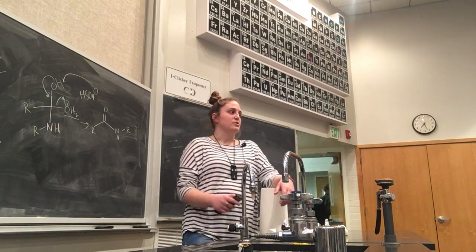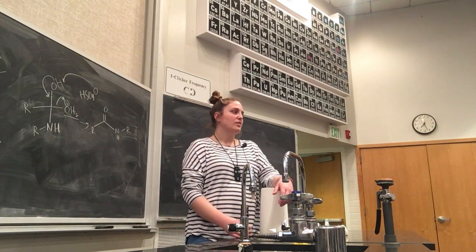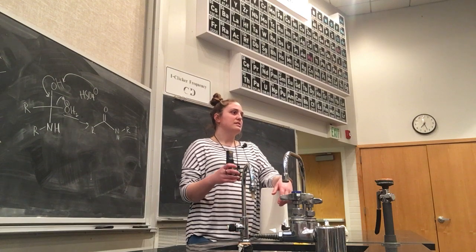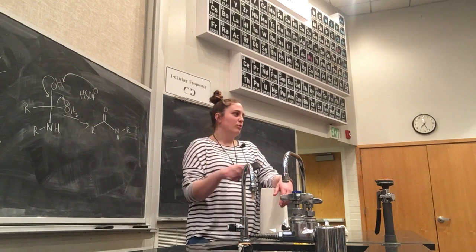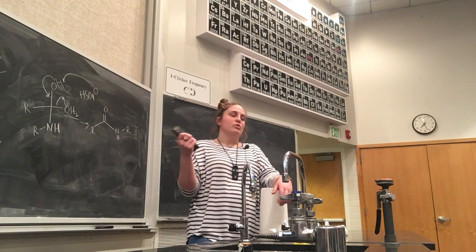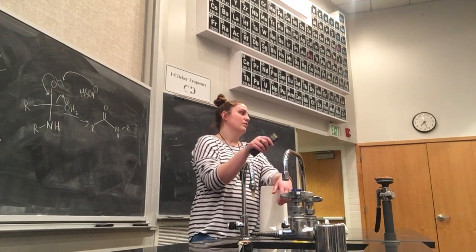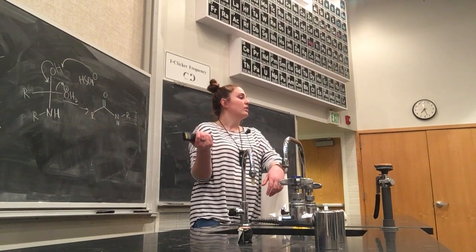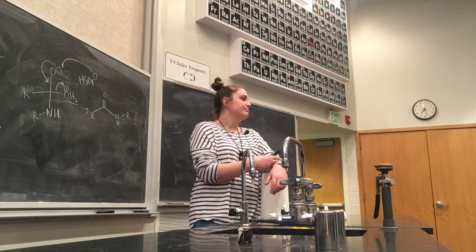It will always happen this way. If they're both good leaving groups, he wouldn't just have you react with the nucleophile and kick it back off. So this is the way in which he's taught you to take the nucleophile, make it a poor leaving group, and then make a good leaving group out of the other group.